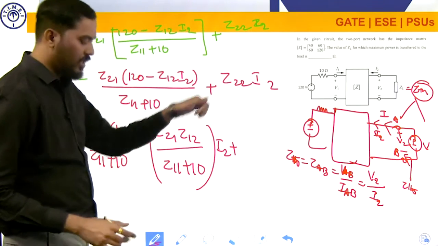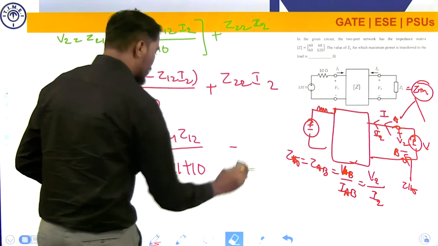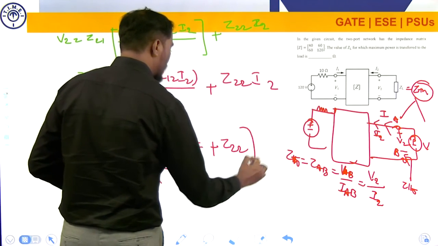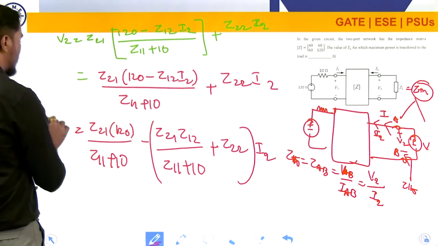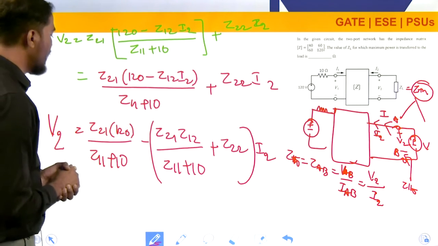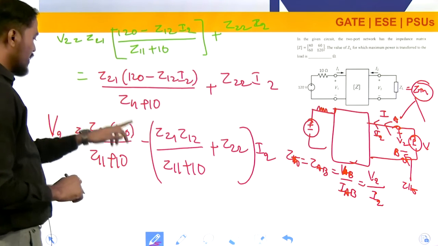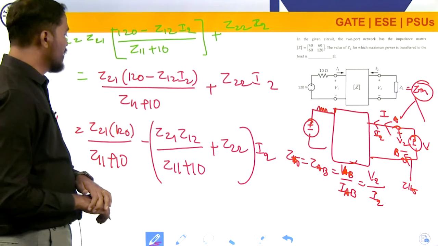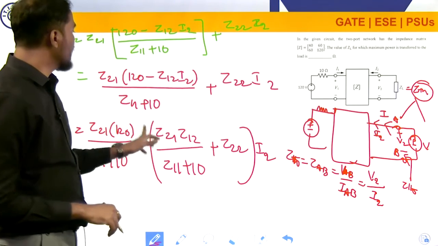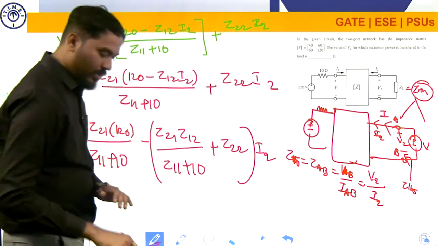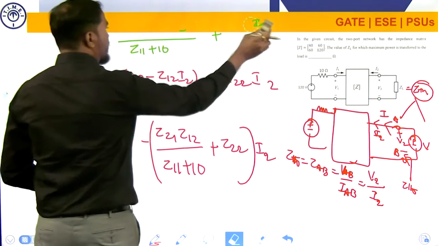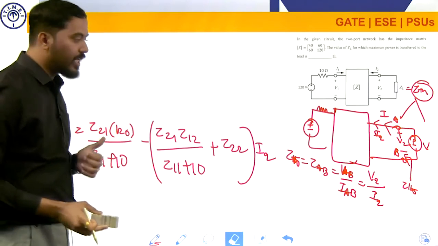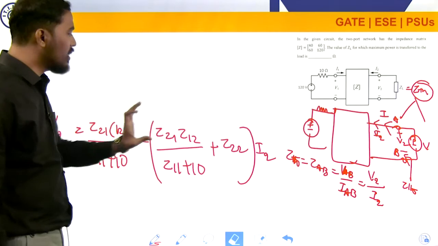So, can I take I2 common? If I take I2 common, what is going to get added up for this whole term? Plus Z22, into I2. This is what your V2 is now, right? So V2 is equal to this term, minus Z21 Z12 by Z11 plus 10, plus Z22. So I have taken I2 common. Fine. I hope it's clear. Now I am erasing this portion. Simple. I solved that second equation where I can find only V2 and only I2.